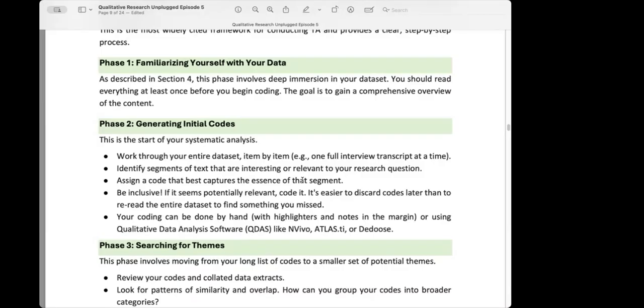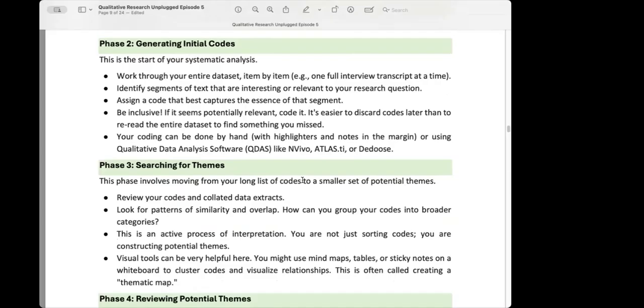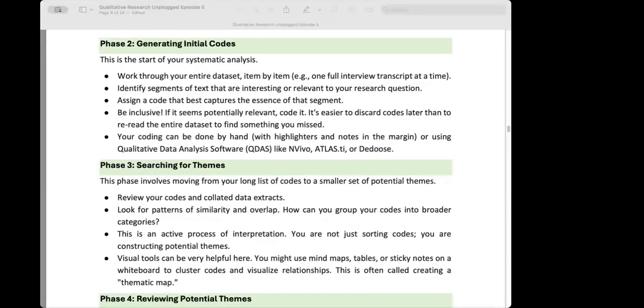Phase 2, generating initial codes. All right, now the systematic, granular analysis truly begins. You transition from absorption to the active dissection of your data, breaking it down into smaller, meaningful chunks and labeling them. This is where the tagging starts. Precisely. You work through your entire data set systematically, segment by segment. This often means going through one full interview transcript at a time, line by line, or maybe paragraph by paragraph.